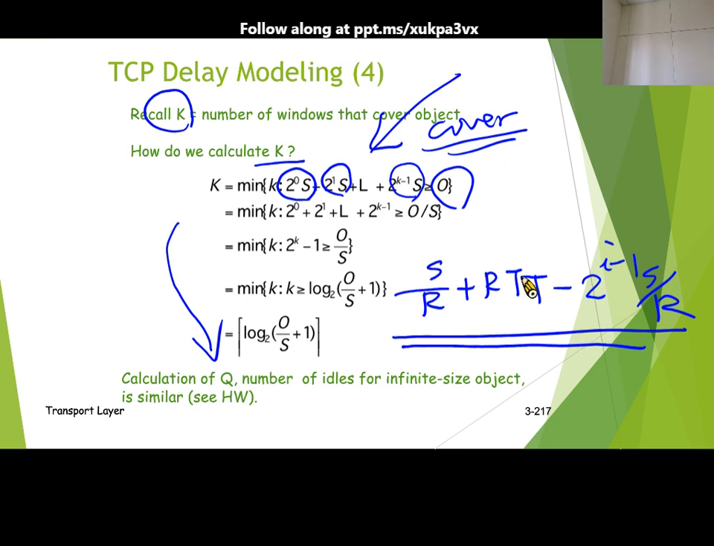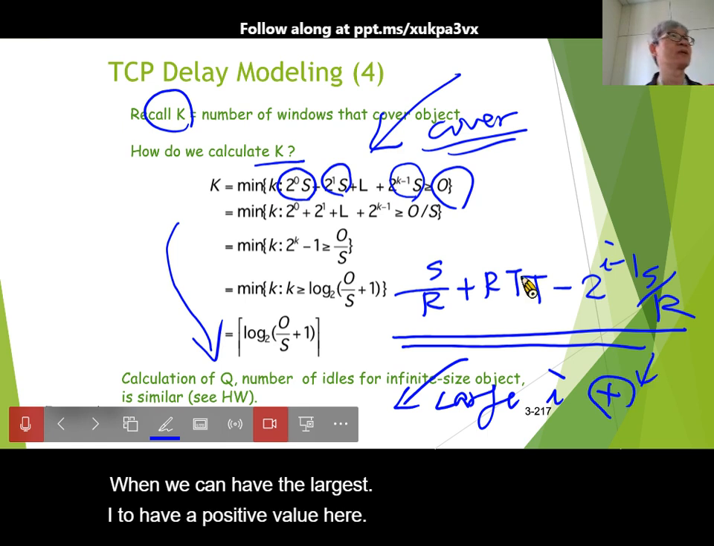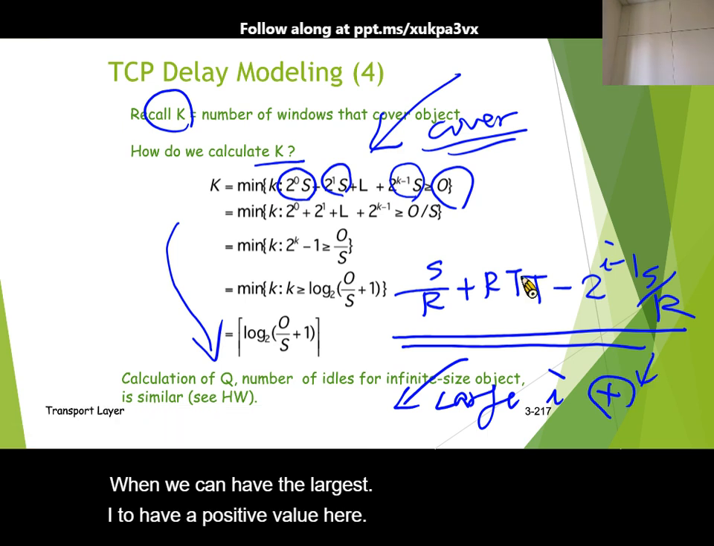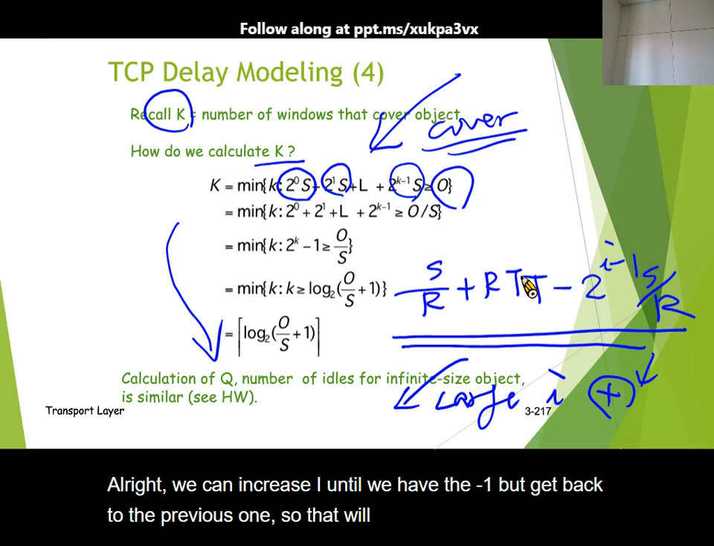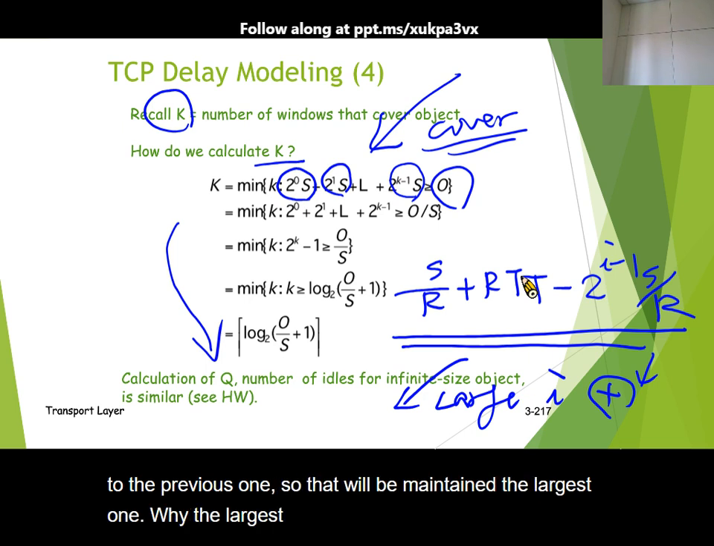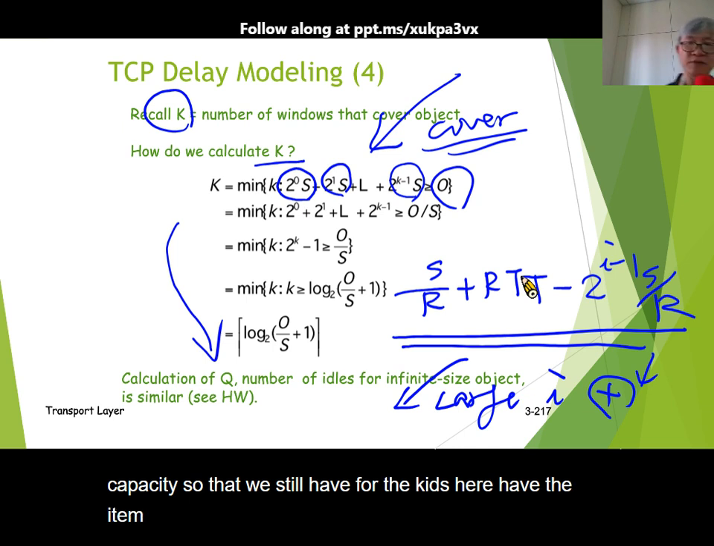Q we should allow Q to be positive 1, 2, 3, when we can have the largest I to have a positive value here. Alright, we can increase I until we have the minus 1, but get back to the previous one, so that we still maintain the largest one. Why the largest one? Because we should have a positive value, so that we still have the gap, still have the idle. So you can follow this formula.